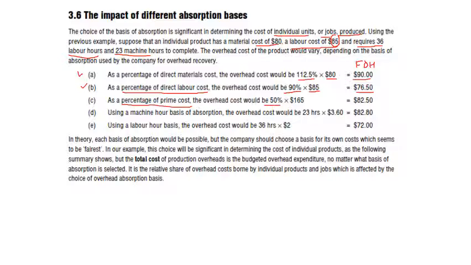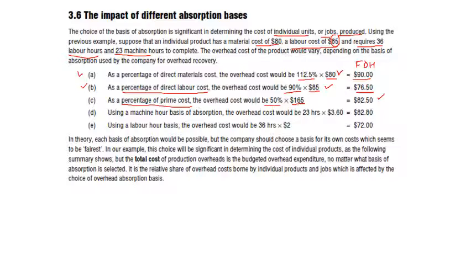Then percentage of prime cost, and we calculated 50% of prime cost is your FH. The prime cost was 165. How did we calculate it? 80 plus 85, we get 165 as the prime cost. So your FH is 50% of your prime cost: 165 multiplied by 50%, so $82.5 is your FH.